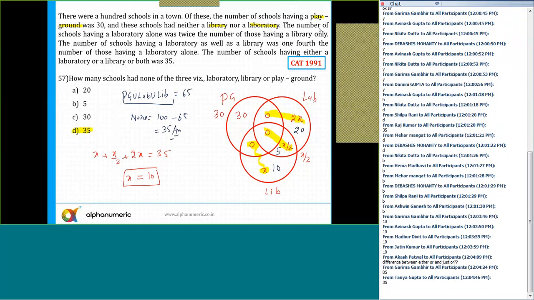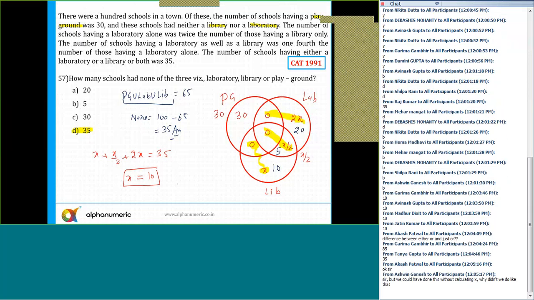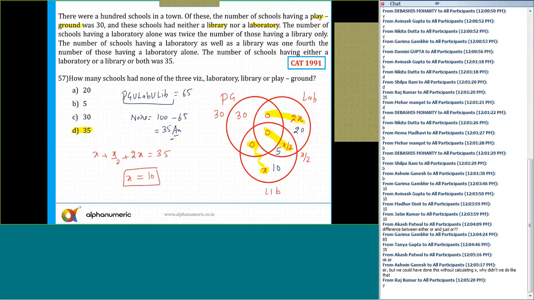Any doubt? Akash is asking, what is the difference between either or and just or? Here it is the same thing in set theory. Usually in set theory we use the term or; we never use the term either or. We usually use either or when we are talking about language. In here we say A or B, and the meaning of the term A or B is at least one. That is always at least one.